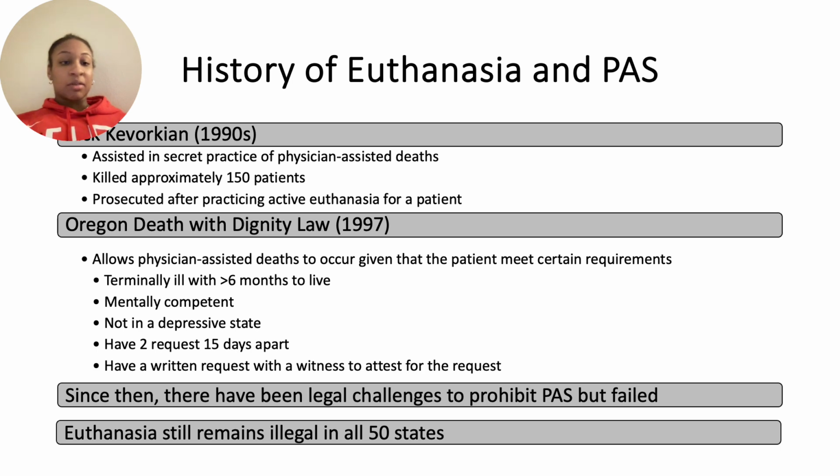In 1997, Oregon was the first state to pass the Death with Dignity law, and this allows physician-assisted deaths to occur given that the patient had met certain requirements. So they had to be terminally ill with less than 6 months to live, fully competent, and not in a depressive state, which would be determined with a psychiatric eval. And then they would have to have made two requests 15 days apart, along with a written request that had a witness present to attest for the request.